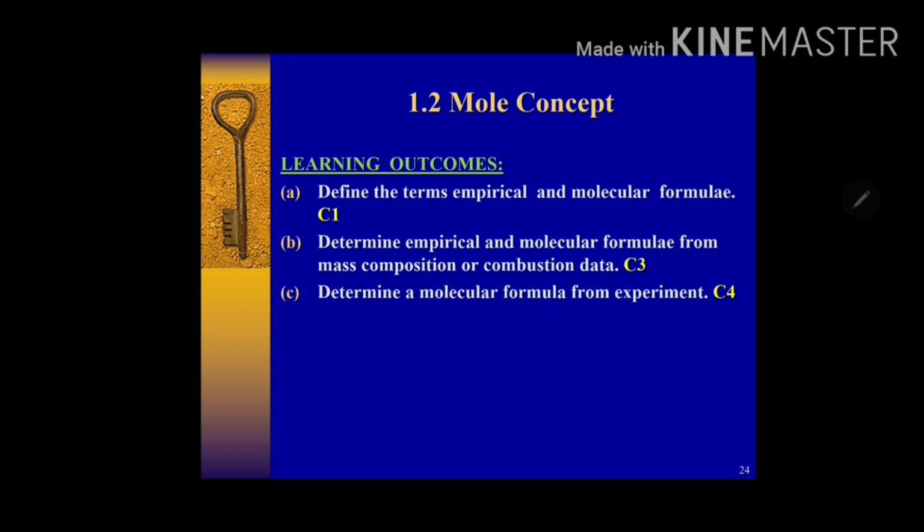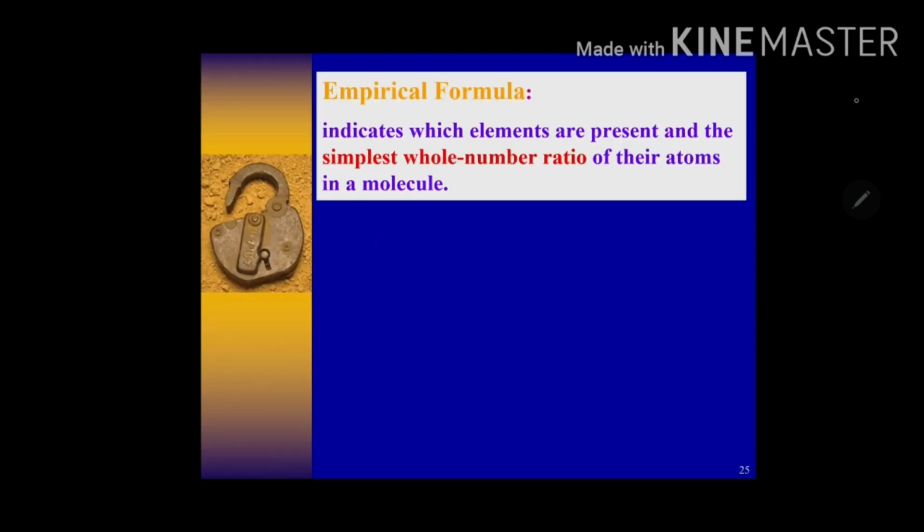Okay, so we have 3 learning outcomes. Number 1, define the terms empirical and molecular formulae. B, determine empirical and molecular formulae from mass composition or combustion data. C, determine a molecular formula from experiment.